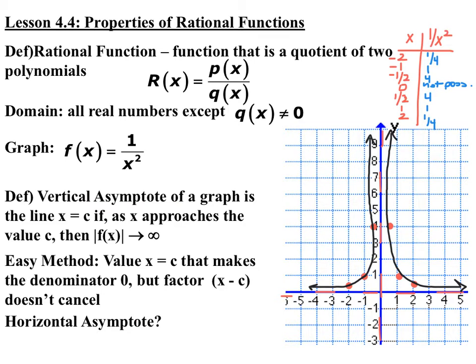The easy way to find your asymptotes is the x values that make the denominator 0 that don't also make the numerator 0. So on this example, 0 makes the denominator 0, but it doesn't also make the numerator 0. And then we'll get into horizontal asymptotes in a little bit.